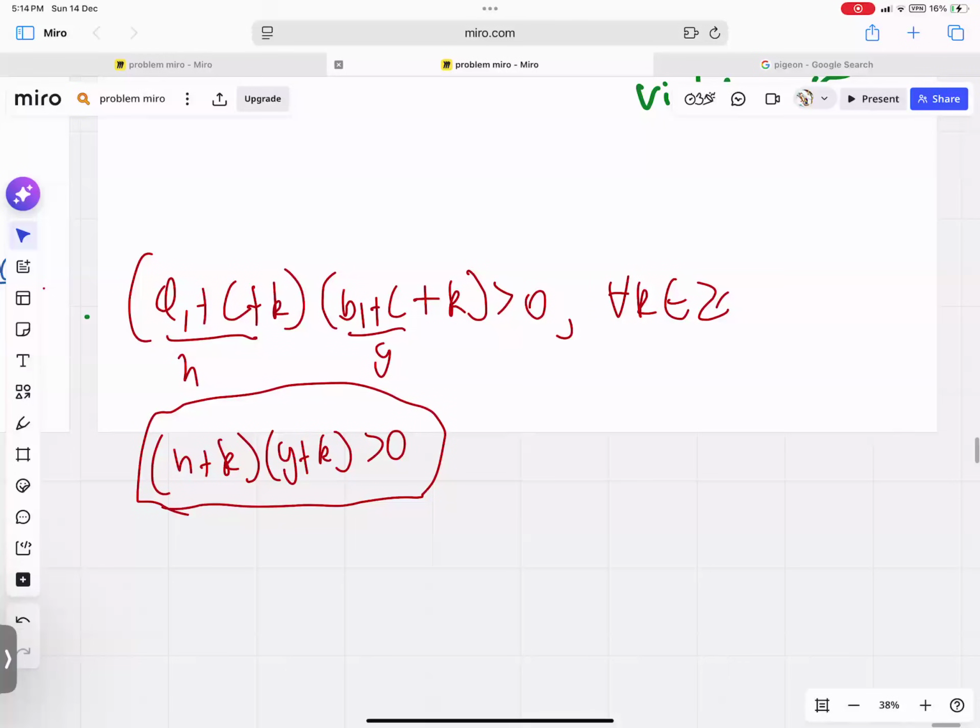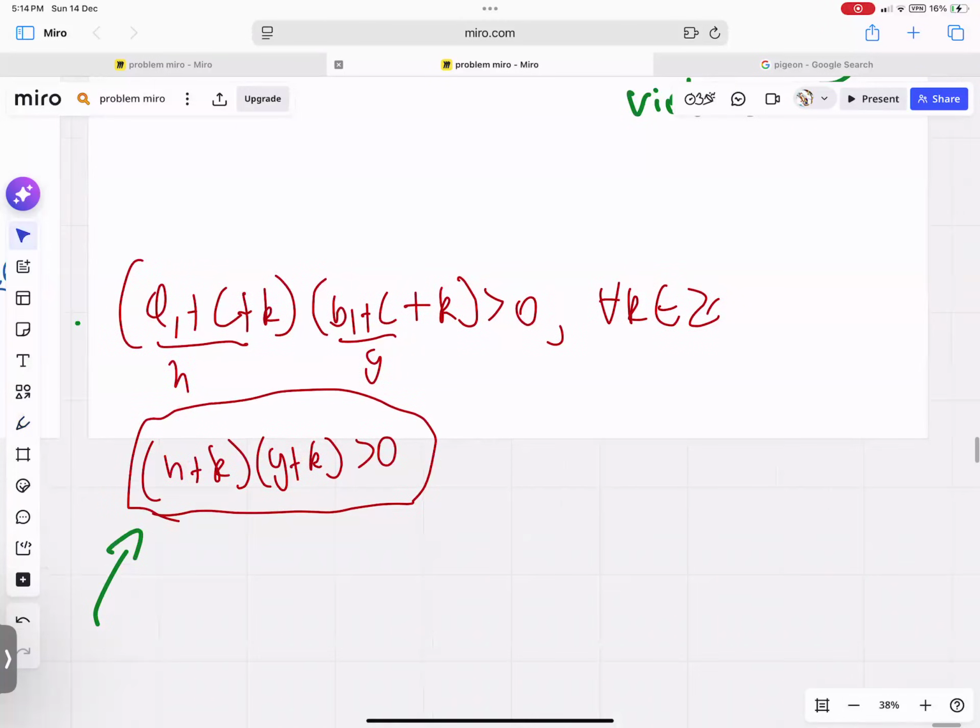If this inequality, the one I'm pointing to in green, is true for all integers k, is it clear that there is no integer between x and y? Yeah, yeah. If and only if no integer between x and y.